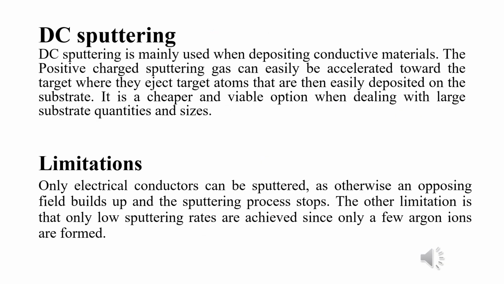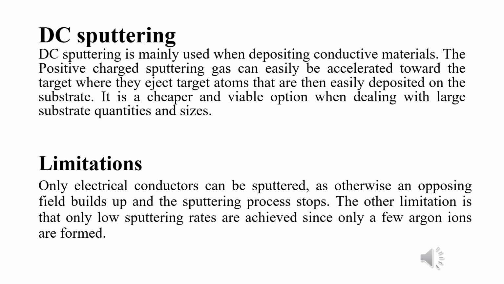Now we discuss the uses of DC sputtering. DC sputtering is mainly used when depositing conductive material. The positively charged sputtering gas can easily be accelerated toward the target, where it ejects target atoms that are then easily deposited on the substrate. It is a cheaper and viable option when dealing with large substrate quantities and sizes.